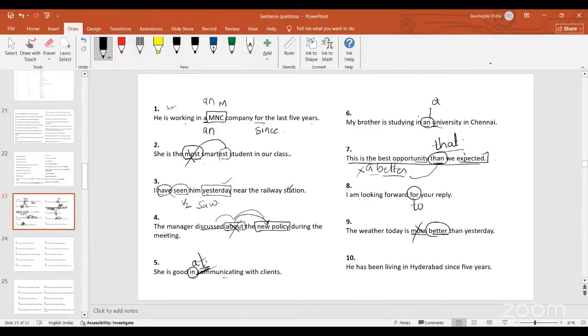For 5 years, sir. Okay, why for? For is right. Why not since? Sir, it is a duration. Yes, since 5 years, even still living right now. So, for is the right word to use.